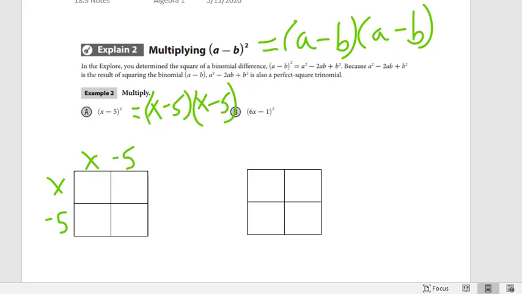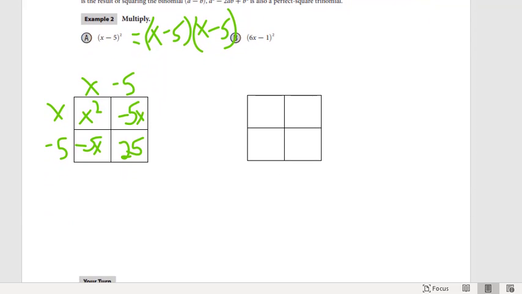Make sure you keep the negatives with it. x times x is x squared. Negative 5 times x is negative 5x. Negative 5 times x is negative 5x. And negative 5 times negative 5 is 25, positive. Combine them, add them all up. x squared, not plus, it's minus. So minus 5x and minus 5x is minus 10x, plus 25.